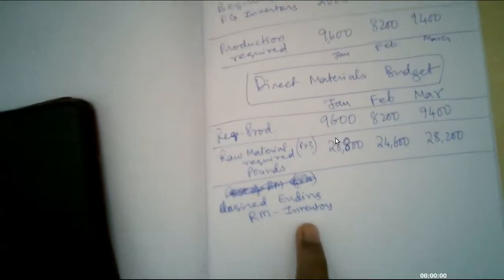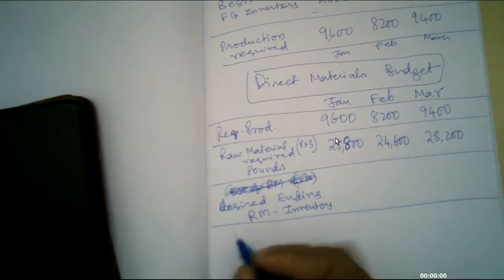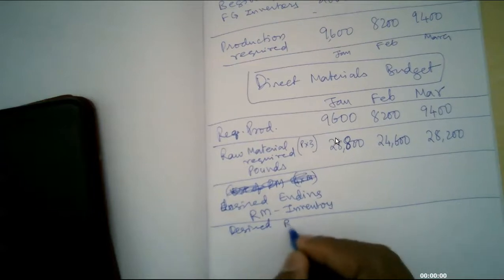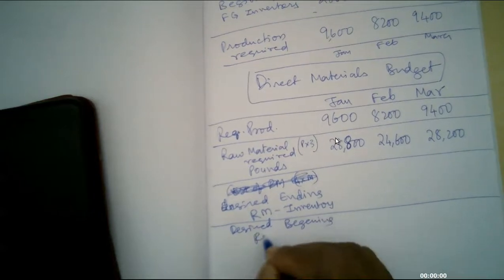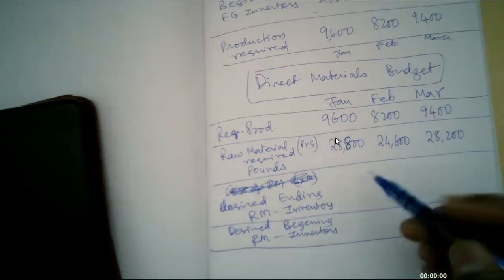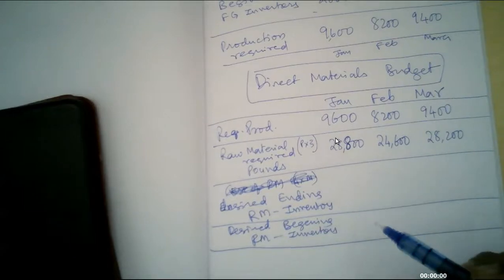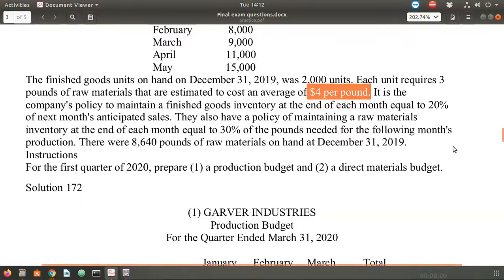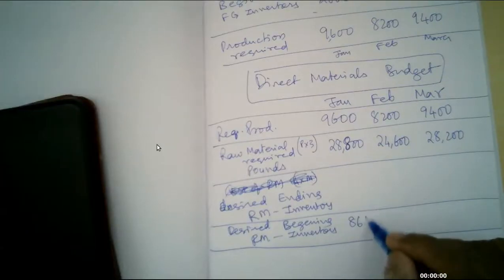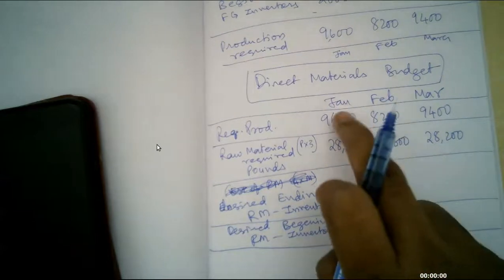What is the desired ending inventory of the raw material? Then what is the beginning inventory? Desired beginning inventory. Beginning raw material inventory. So what is the ending and beginning inventory? Let's look at the logic. Here one point is given. There were 8,640 pounds of raw material on hand at December 31. The same will be there on January 1st, 2020. So 8,640 pounds is the beginning raw material on January.